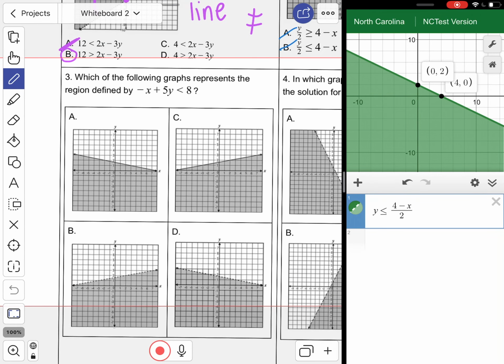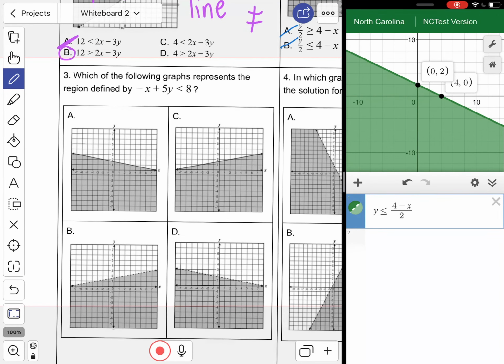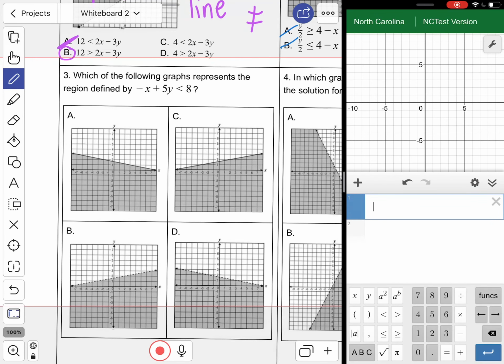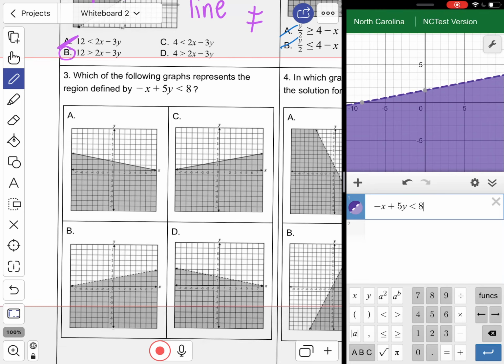All right, so this one just gives us the equation, and the equation asks us which one matches the correct graph. So I'm going to plug this in, and we're going to write down a few things that we see about it. And so when I look at my graph over here in Desmos, I can see that it's got shading below, and it's a dashed line. Okay, so shading below and a dashed line.